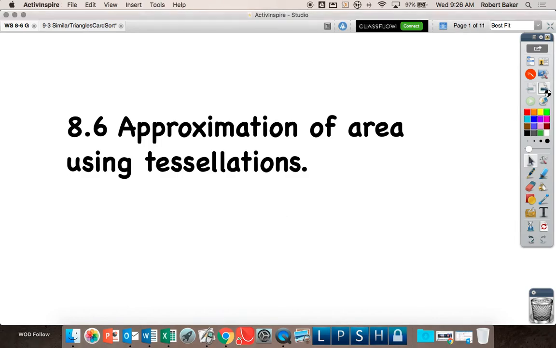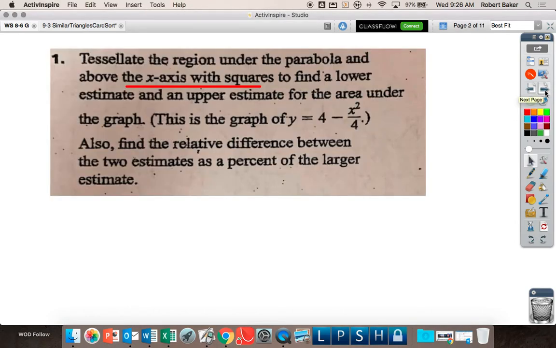So as we read the instructions, it says, tessellate the region under the parabola and above the x-axis to find the lower estimate and the upper estimate for the area under the graph. So the graph that's on the back of your paper or the front of your paper is the graph y equals 4 minus x squared divided by 4. Then we're going to find the relative difference between our two estimates.